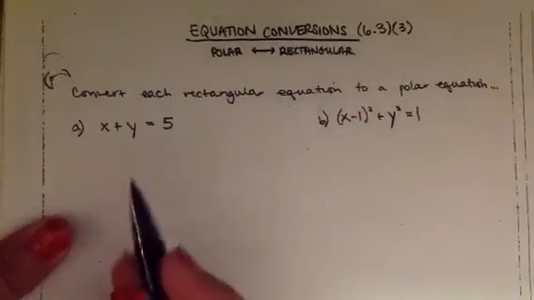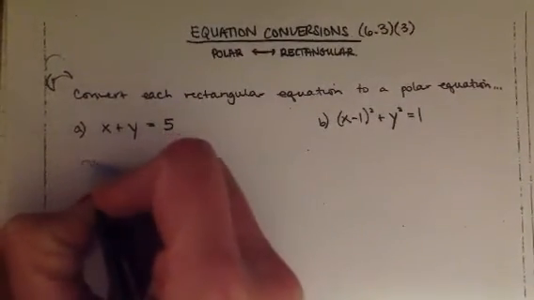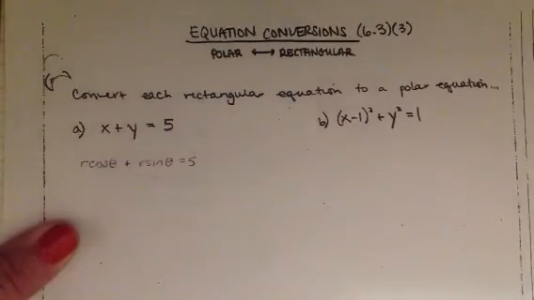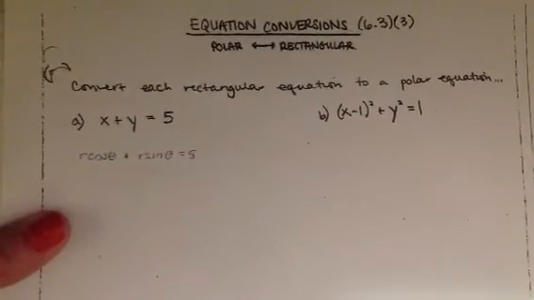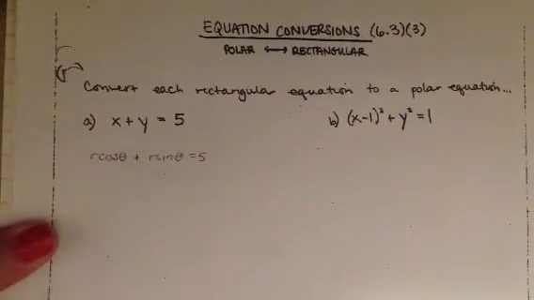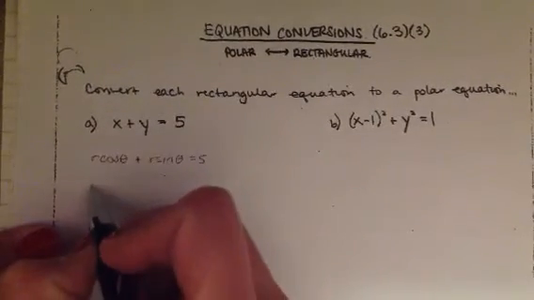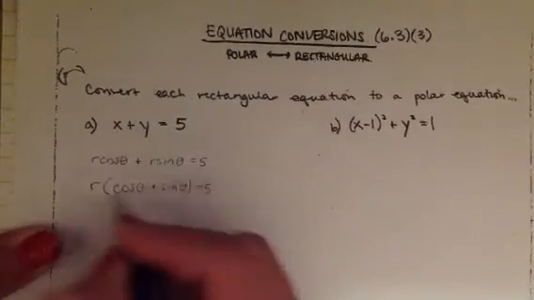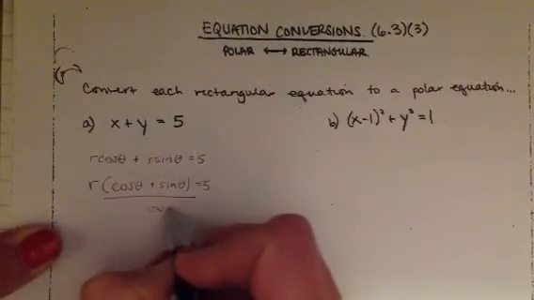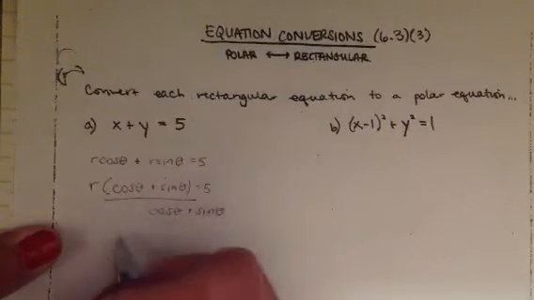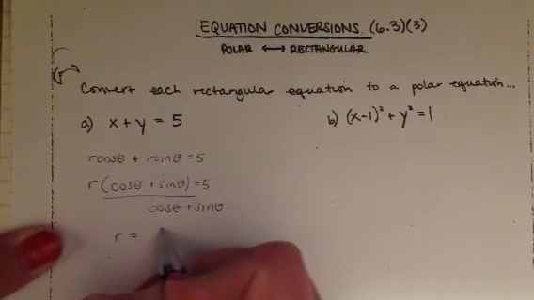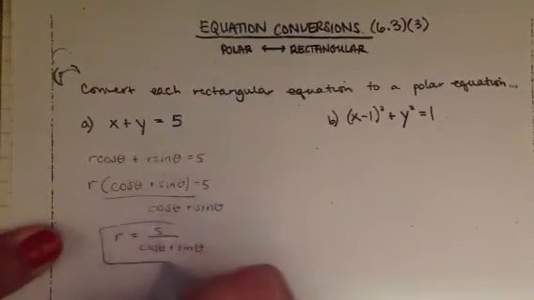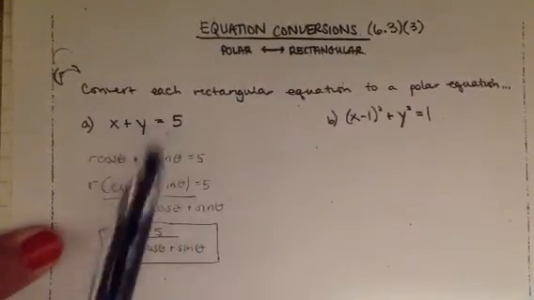So rectangular to polar is quite simple because all we're going to do is replace the x with r cosine theta and replace the y with r sine theta. And then rectangular equations are usually solved for y. Polars are solved for r. So we try to get r all by itself, which here is going to happen by factoring out the r and then dividing over the binomial. So if I divide over the cosine theta plus sine theta on both sides, my equation is going to be r equals 5 over cosine theta plus sine theta, and that's the polar equation of that linear graph.